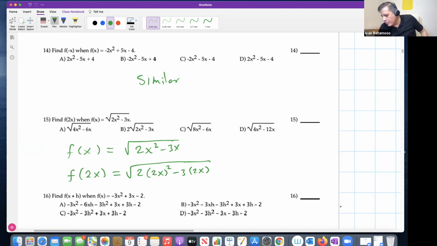Remember, when you see exponents together with multiplication, exponent first, right? Exponent first. So do the exponentiation first.